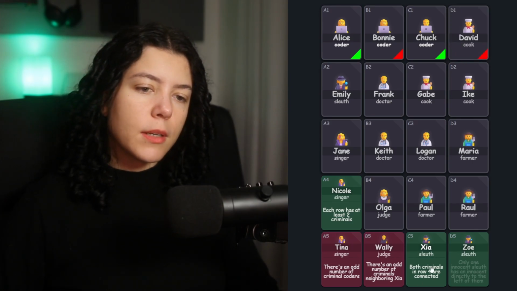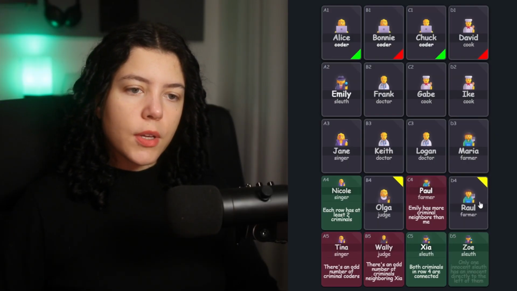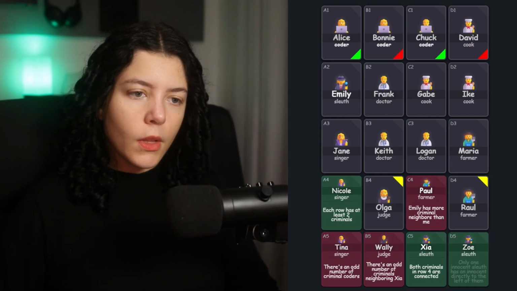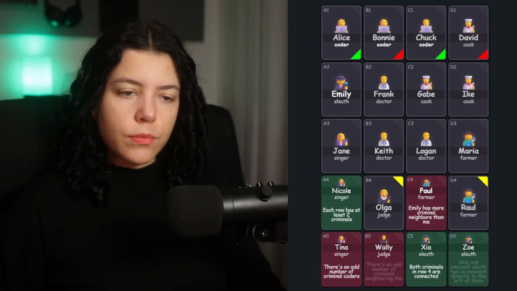Now we know from Sia that both criminals in row 4 are connected, so Paul is a criminal, and Olga and Raul are opposites. Paul says that Emily has more criminal neighbors than him. Emily here. Okay. Apparently this is hard. The odd number of criminals neighboring Sia. Okay, I don't need that anymore. Odd number of criminal coders.